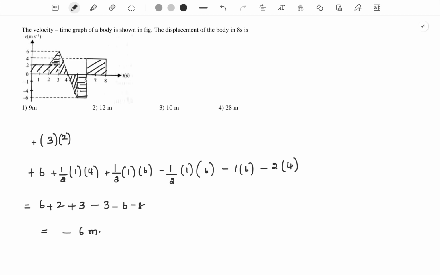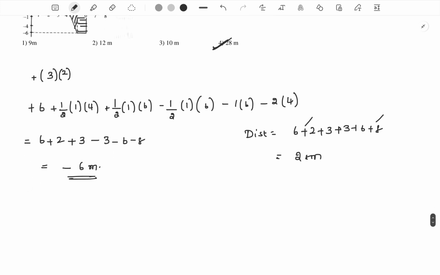Okay, I think they might have given the distance traveled in 8 seconds. If you look at 8 seconds, if you wish to calculate the distance, then we do not consider the sign separately. Then we would get 6 plus 2 plus 3 plus 3 plus 6 plus 8. So we would get 10 plus 18, 28 meters. So distance traveled would be 28 meters, displacement would be minus 6 meters. Okay, I think they meant to ask distance, not the displacement.